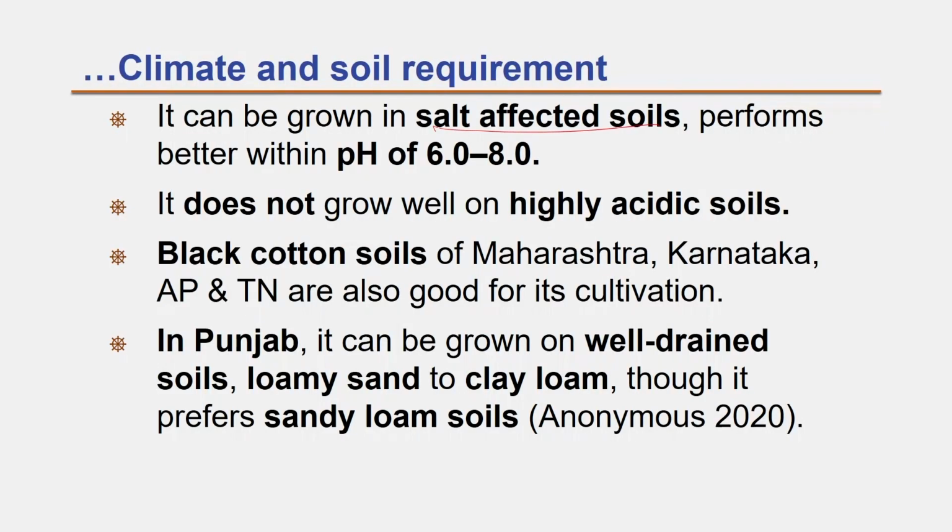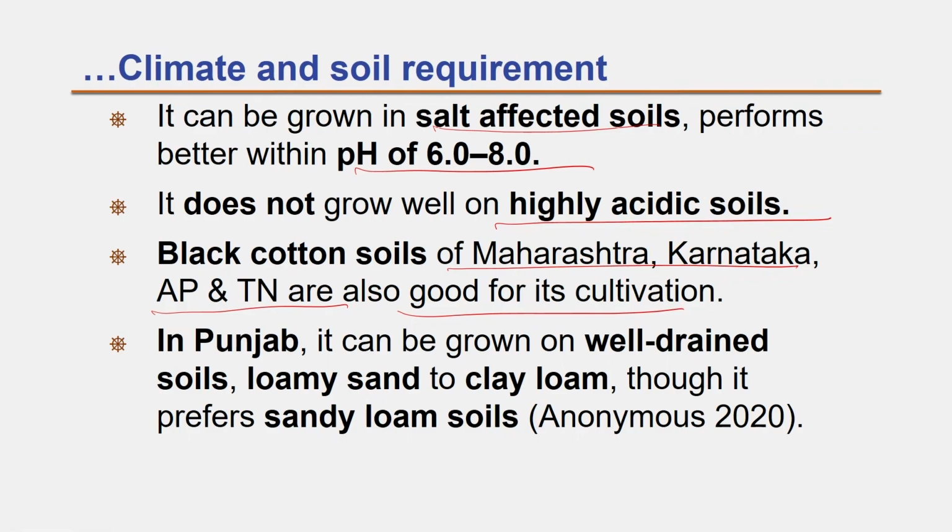It can be grown in salt affected soils. That is the interesting point about this crop, and it performs better within pH range of 6 to 8. It does not grow well on highly acidic soils. Black cotton soils of Maharashtra, Karnataka, Andhra Pradesh, Tamil Nadu are also good for its cultivation.